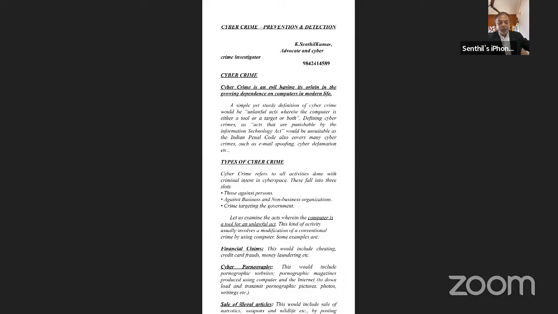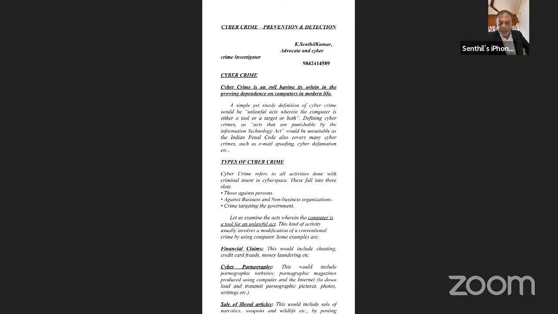Then data diddling. One of the most common forms of computer crime is data diddling, illegal or unauthorized data alteration. These changes can occur before and during data input or before output. Data diddling cases have affected banks, payrolls, inventory records, credit card records, school transcripts, and virtually all other forms of data processing known.